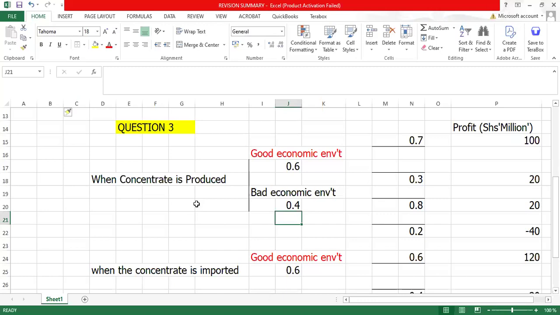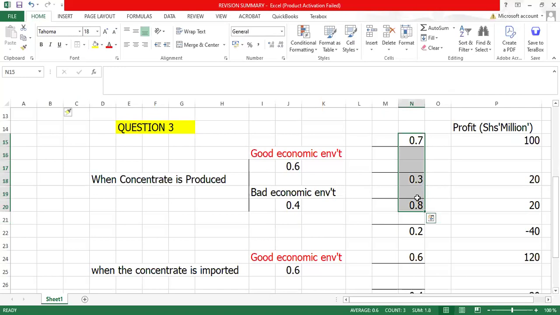Martin, is it okay? Environment cannot change. It will remain. Either you're importing when maybe it's a good time, and when it's a good time, what is the percentage? So what can change are these probabilities of you making profit or losses.